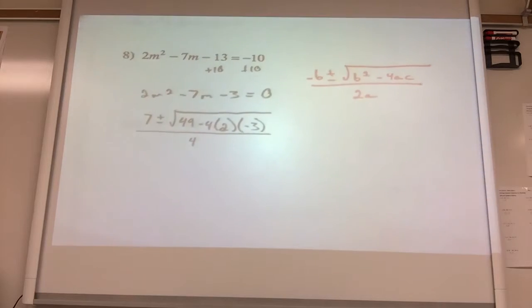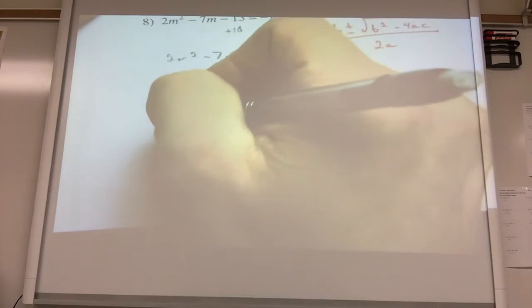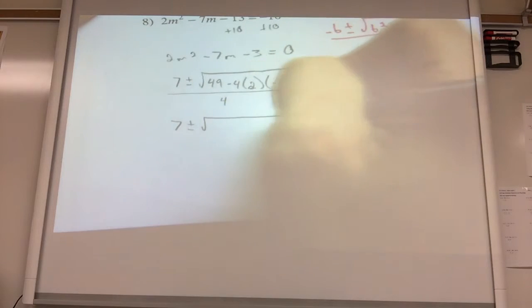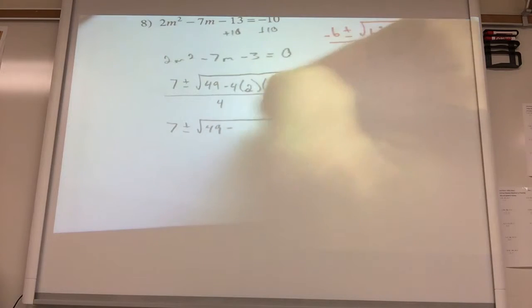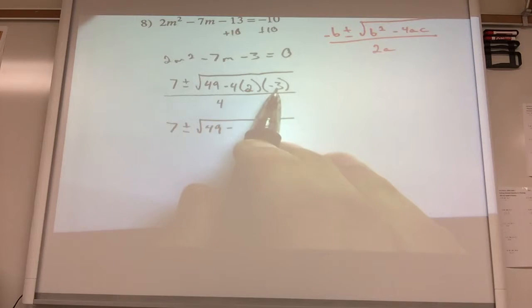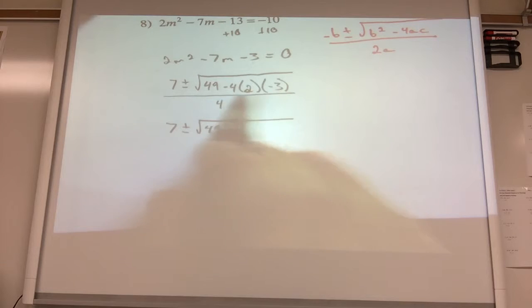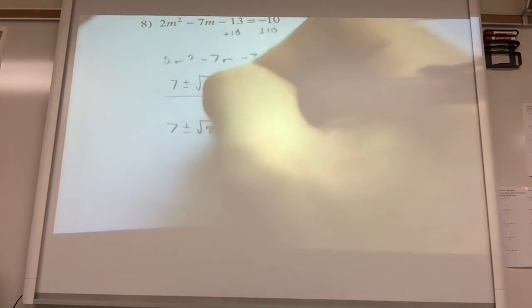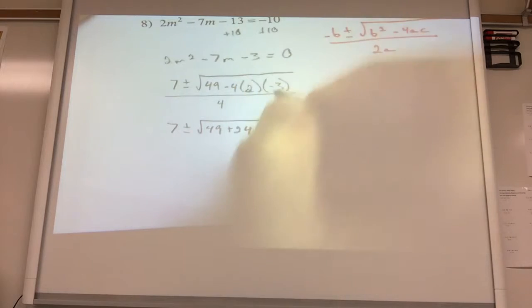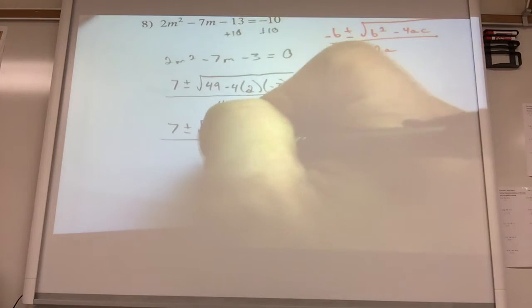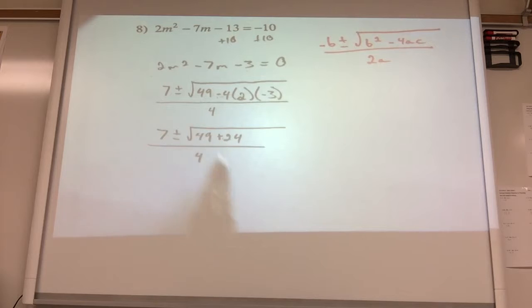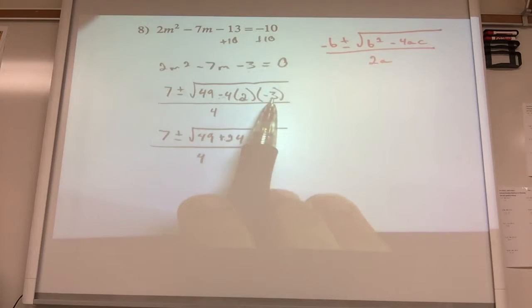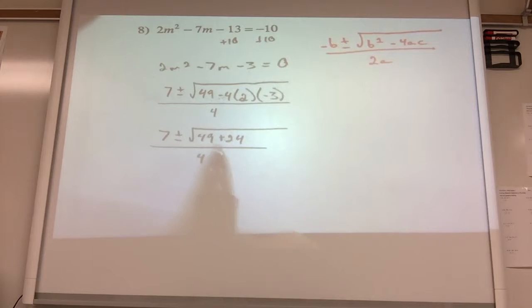Okay, so let's keep simplifying this. So 7 plus or minus the square root of 49 minus, let's go ahead and write it out, 49 minus 4 times 2 is 8, times negative 3. So that's negative 24. So minus a negative 24, so that's plus 24, over 4. Keep in mind, if I have a negative times a negative, two negatives, they're going to cancel each other out and make it positive. So that's how I knew that was going to be a plus 24. So 4 times 2 times 3 is 24. Two negatives, it's going to be a positive.